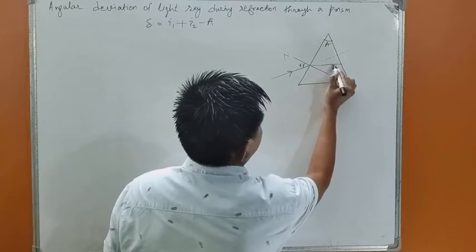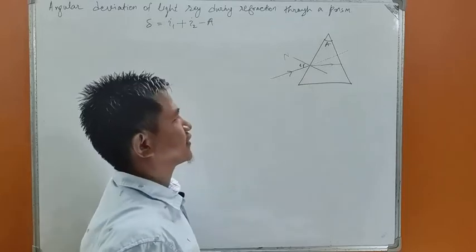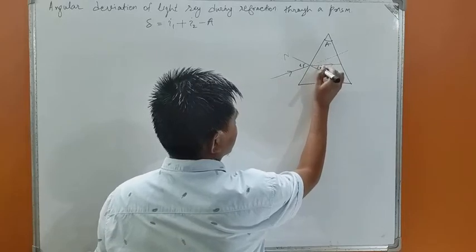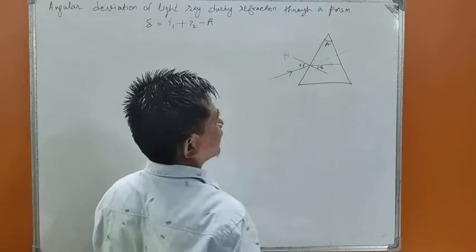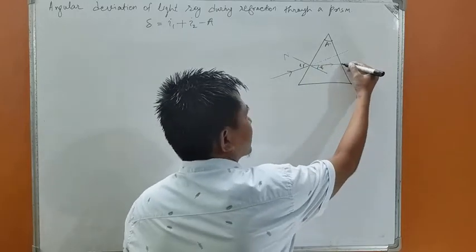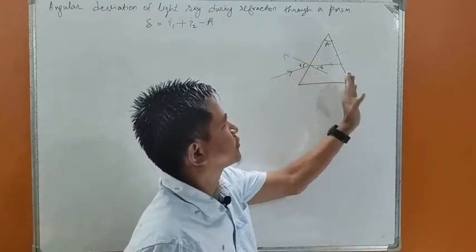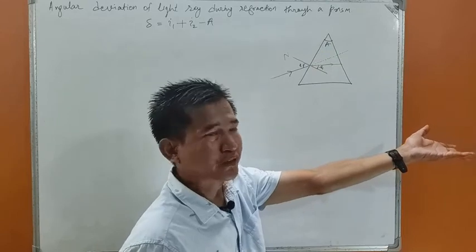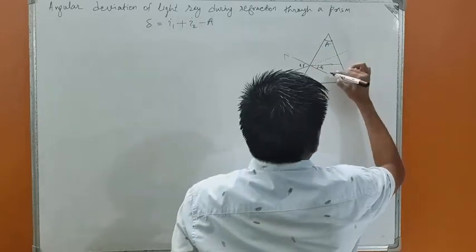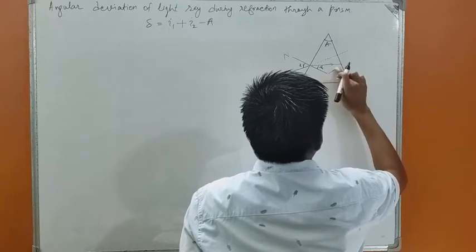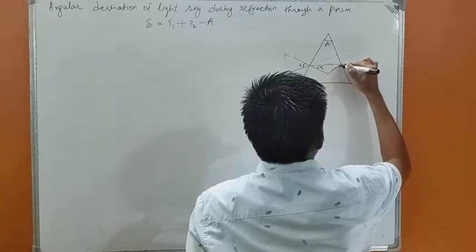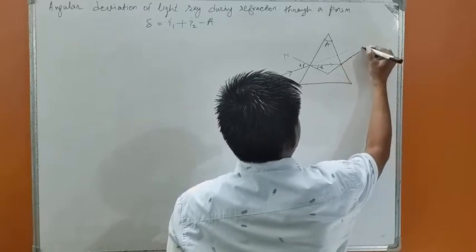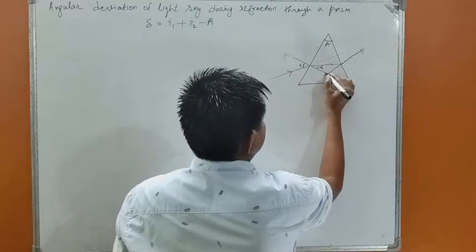Now this is the refracted ray, and this is the angle of refraction, denoted by R1. Here the ray of light meets another refracting surface, because after this surface the ray of light will emerge out from the prism, isn't it? So here we need another normal. This is the normal to the other refracting surface, also perpendicular to the surface. This normal and the first normal meet at this point.